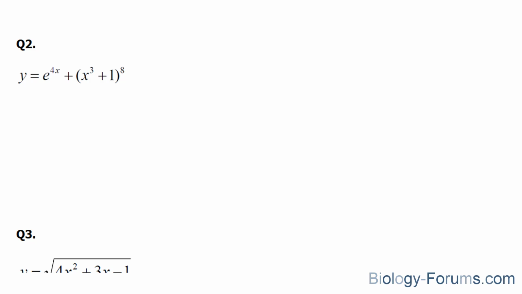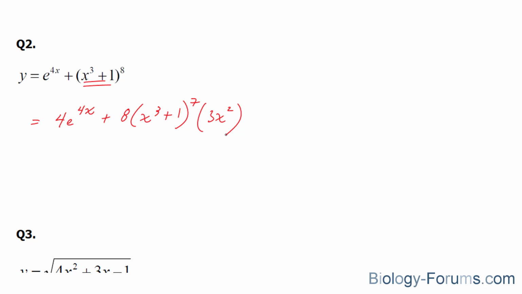In this question, we're asked to find the derivative of y is equal to e to the power of 4x plus this function right here. So we'll start off by finding the derivative of that, and the derivative of that is equal to 4e to the power of 4x. Next, we're going to use the chain rule for this part, for this term. Once again, we'll bring this 8 down, leave this the way it is. 8 minus 1 is 7, and then you find the derivative of this part, which is equal to 3x to the power of 2, 1 goes to 0, and there you have it.